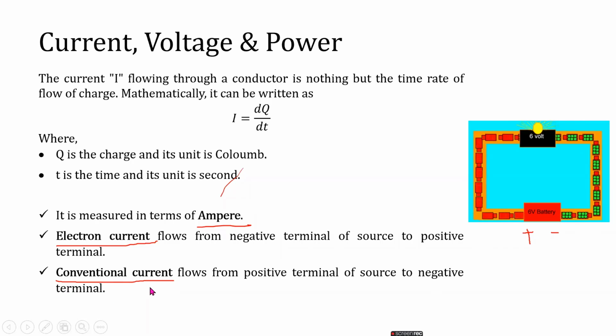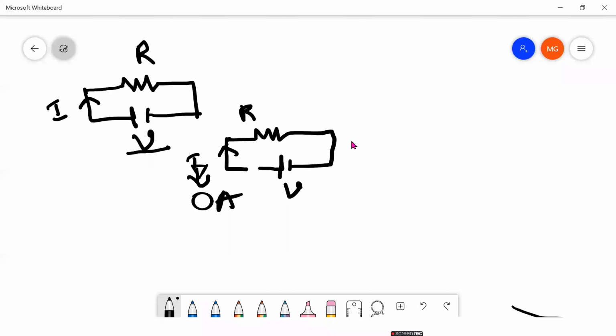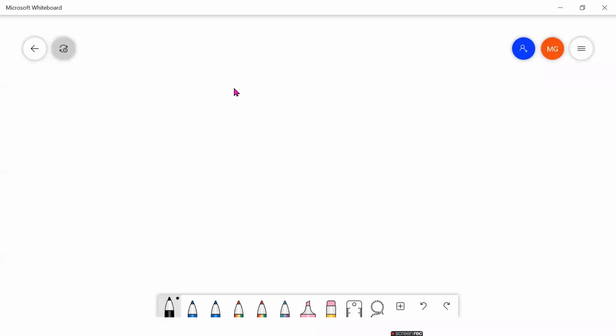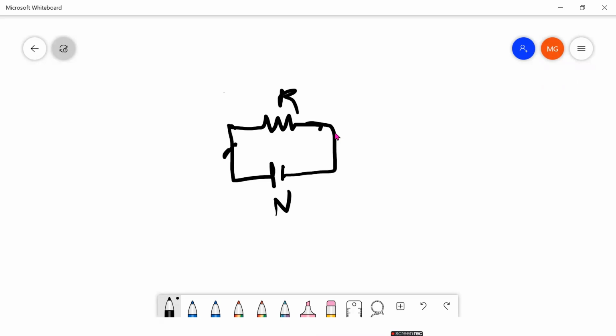What do you mean by the conventional current that is needed for our calculation? For our convenience, we give some modification to the electron current. Electron current flows from negative terminal to the positive terminal, but the conventional current always flows from the positive terminal to the negative terminal. Let us consider the same resistor with a voltage source V. It is resistor R, voltage V, and a current I.